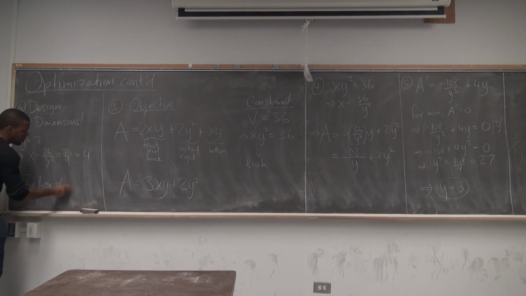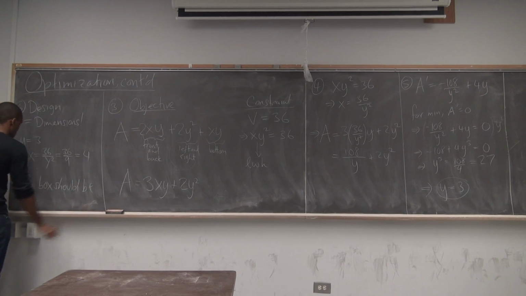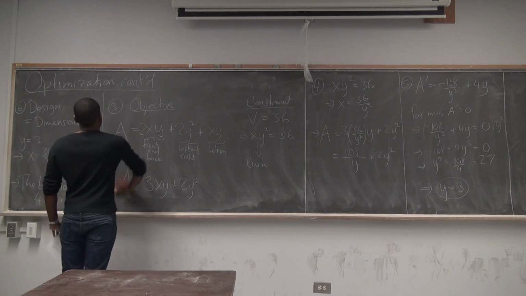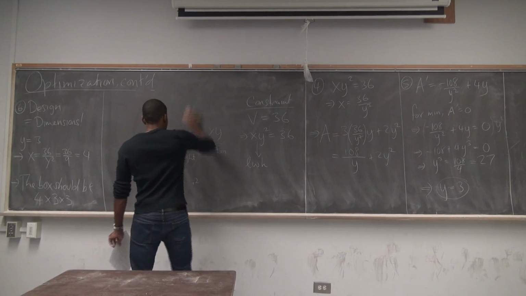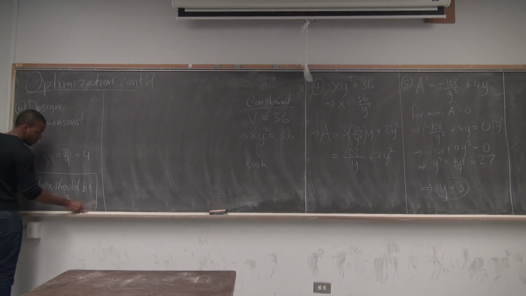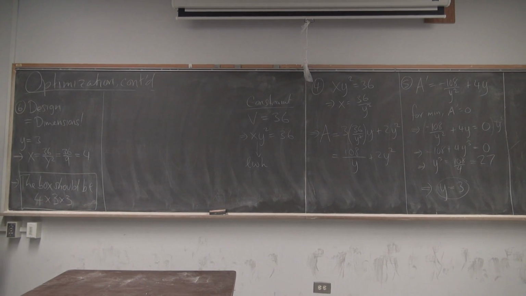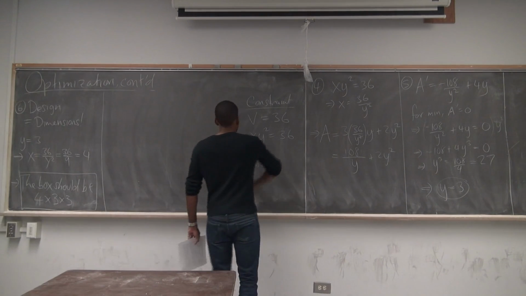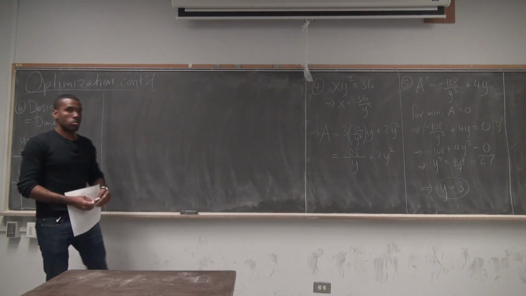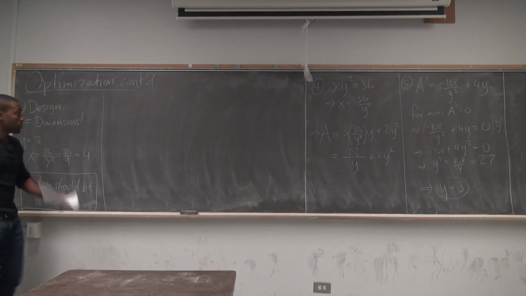And so we want the box should be, there are tons of ways you can write it. Something like 4 by 3 by 3. Or you could say, width is 4, length is 3, height is 3 or something like that. That is the answer to the problem. Questions? Okay, let's move on.